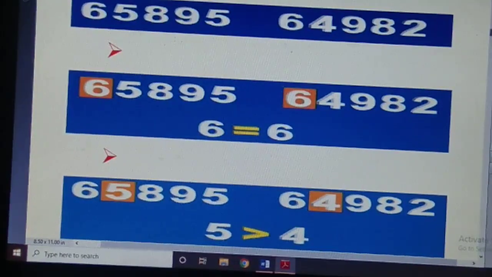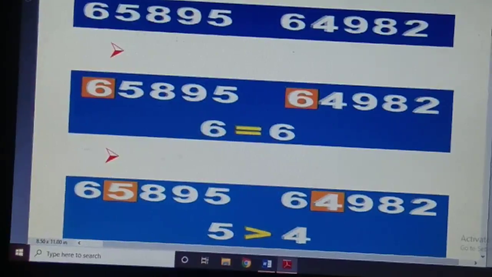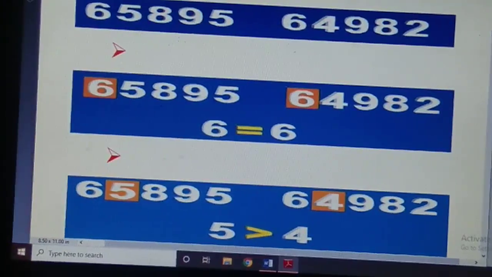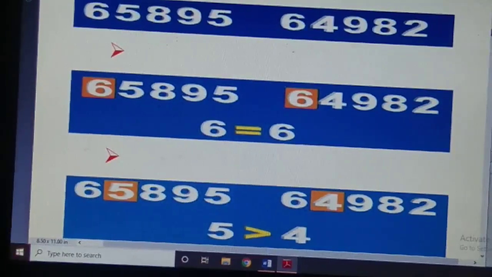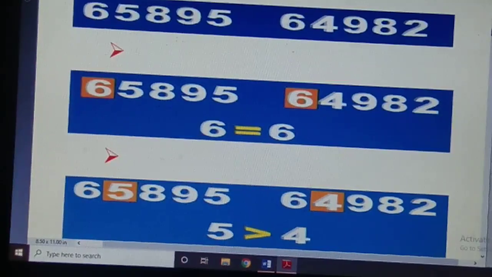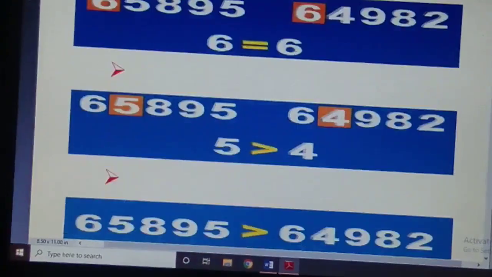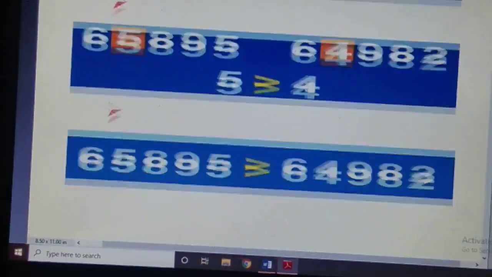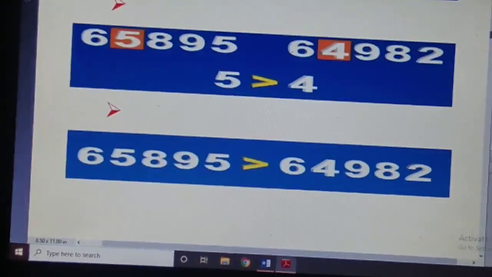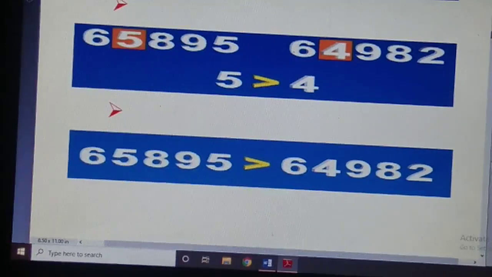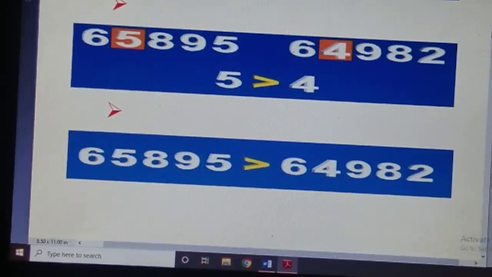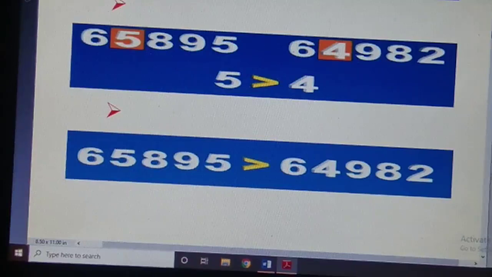In the thousand place, again comparing these two digits, we observe that 5 is greater than 4. So we conclude that the number 65895 is greater than 64982.